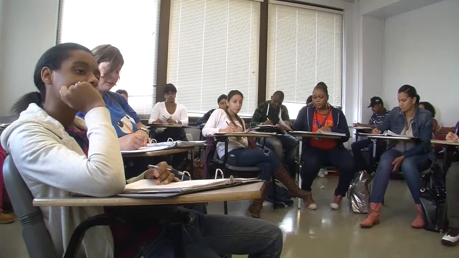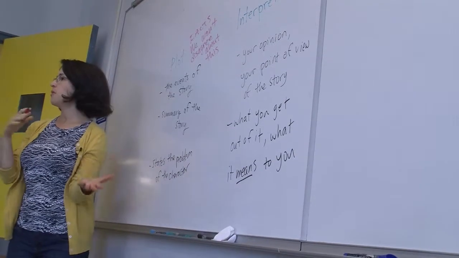We're talking about the difference between plot and interpretation. In reading and writing classes, the model that we use is based on this idea of cognitive apprenticeship. Expertise is taught through a process of modeling, providing lots and lots of practice, and while students are practicing, providing lots and lots of coaching and scaffolding.